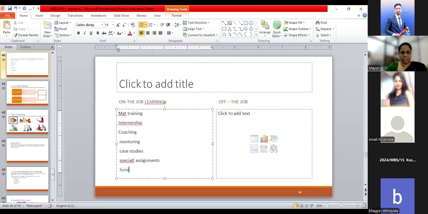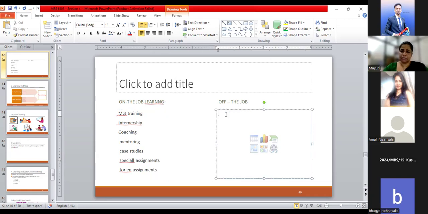foreign tours, foreign assignments. So likewise, there are a lot of on-the-job training, probationary training. Off-the-job training, like educational qualifications, educational courses. MBA is an educational course. Seminar, lecture, workshop, outbound training, OBT. Right. So likewise, off-the-job training.